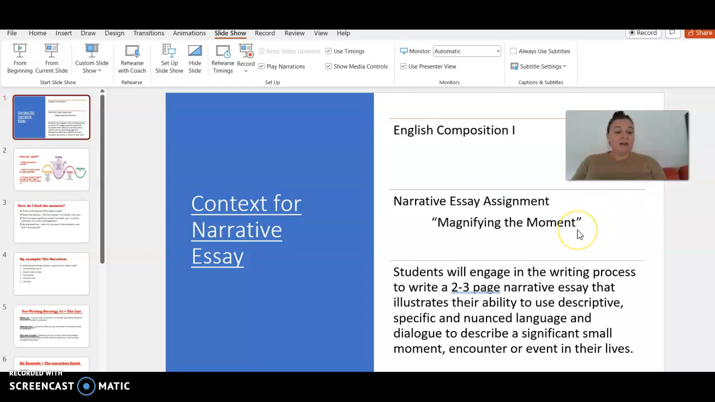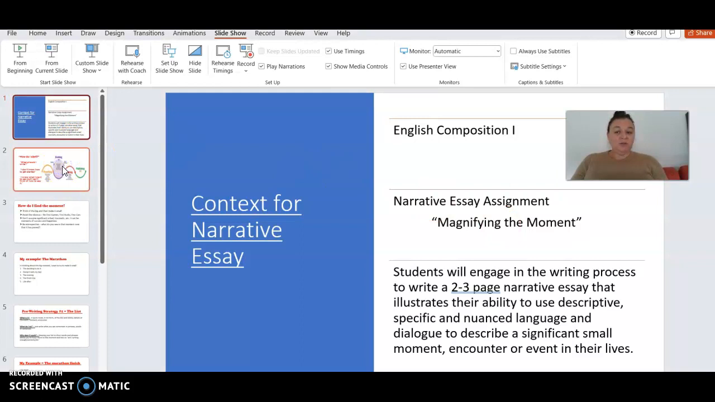And that's why it's called magnifying the moment. Because what we are asking you to do is take a very small moment in your life, and expand it using sensory details, descriptive language, and dialogue to tell your reader about why this moment was significant. What did it show about your life? What did it show you about life, right? Or why does this hold such significance for you, okay?